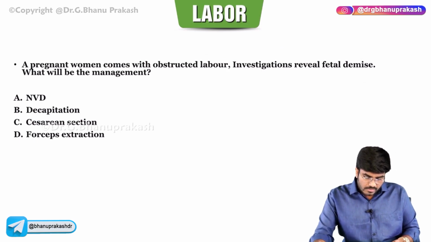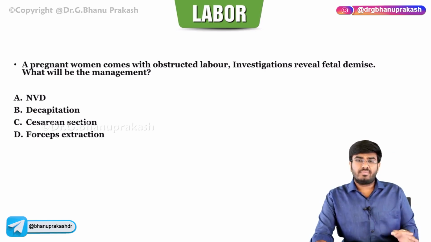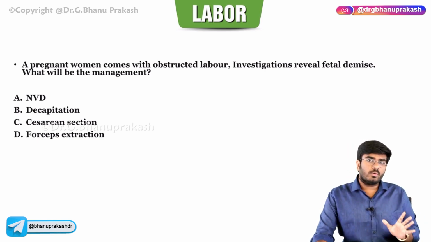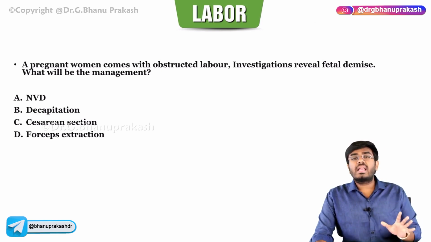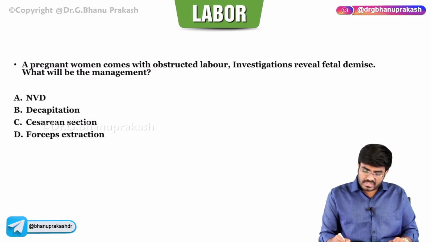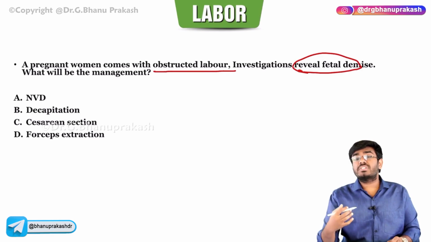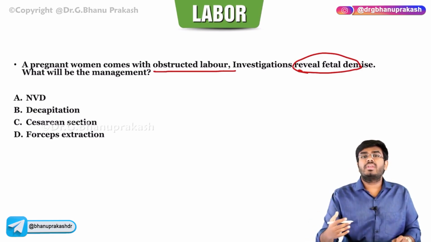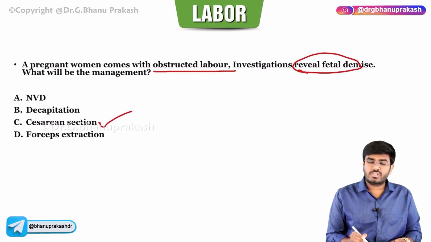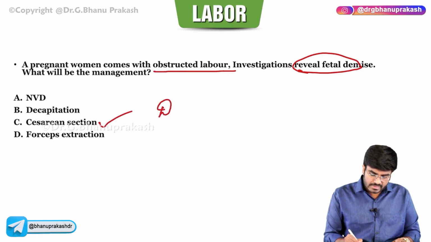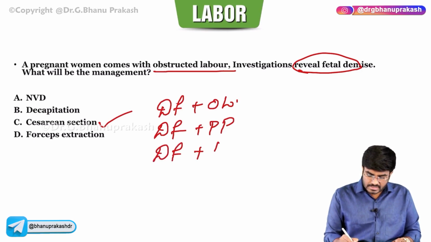Now, a pregnant woman comes with obstructed labor. Investigations reveal fetal demise. What will be the management? Guys, I have already discussed with you. If a baby is dead, go with a normal vaginal delivery. Don't give a scar unnecessarily. But in this question, the fetus is dead, but wait, there is this obstructed labor. So dead fetus with obstructed labor. The labor is obstructed. The baby can't be delivered vaginally. So you have to go with a C-section only. So C: dead fetus plus obstructed labor, or dead fetus plus placenta previa, dead fetus plus a transverse lie.